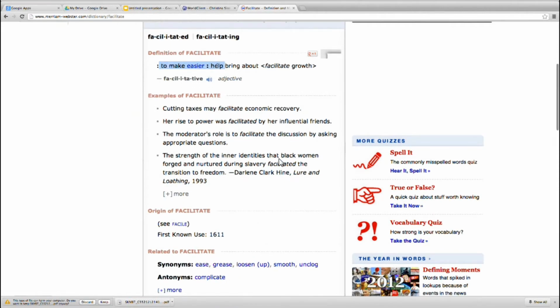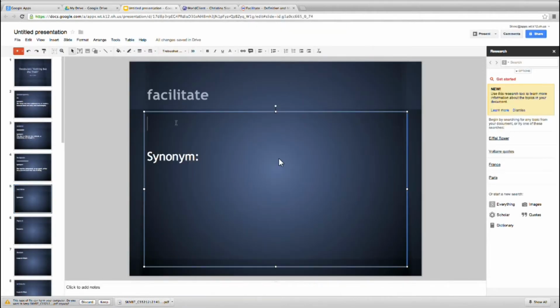Facilitate, to make easier. That's pretty understandable. Anybody not understand that one? Okay. Facilitate, though, is a verb, so we have to be careful when we use it. How do you pronounce it? Facilitate. You can't say, the teacher was facilitate. It's a verb, so it's an action word.